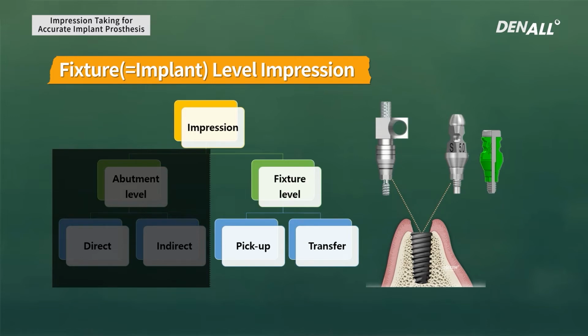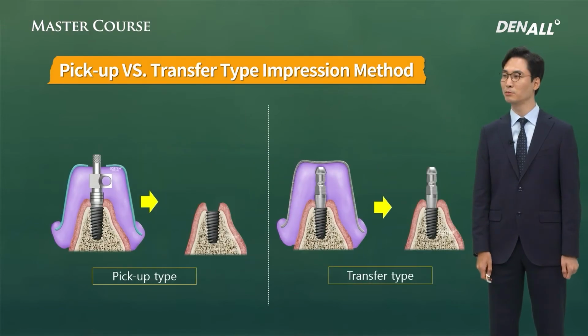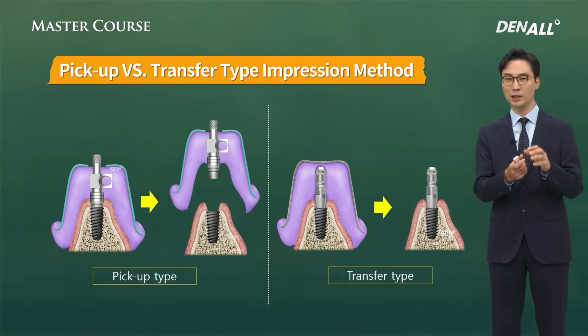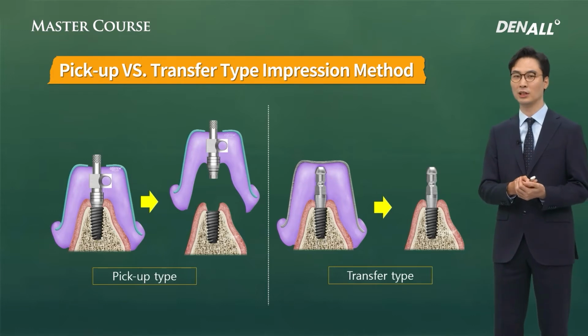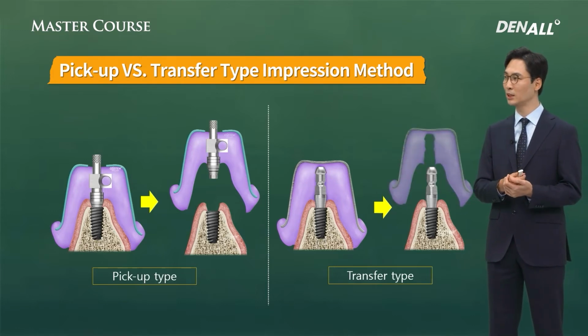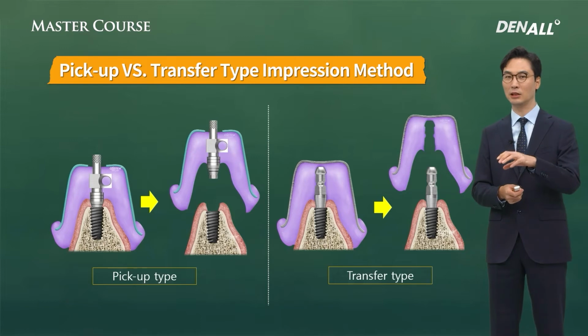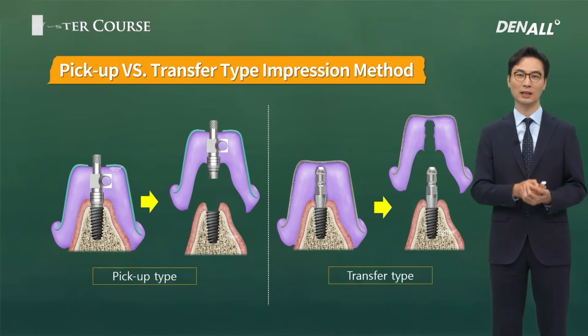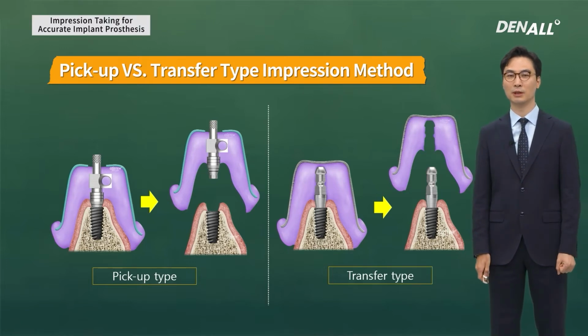This is a type of transfer type coping. As for pickup type coping, the impression coping is removed along with the impression body. As for transfer type coping, the impression material is removed and the transfer coping, which is within the oral cavity, is removed, and then it is transferred again to the impression material.